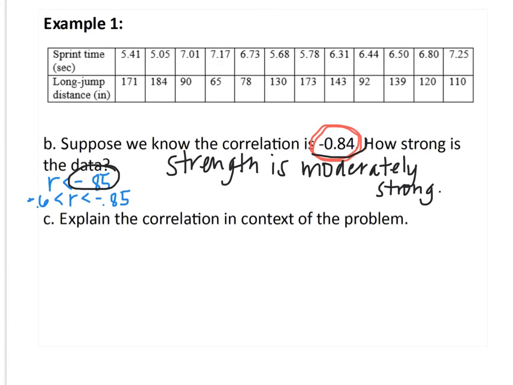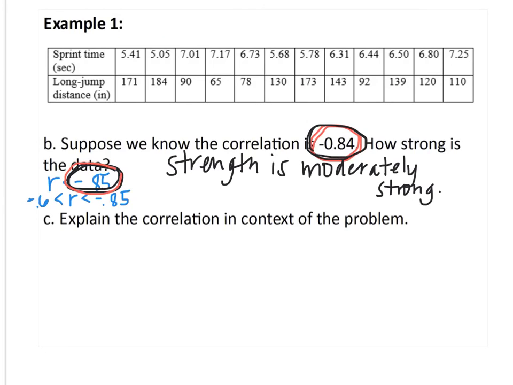Since this is saying 84%, it's moderately strong. It's really close to being quote unquote strong. So since these are just templates, we can say it's moderately strong and combine those two. Now part C is that template. So it says explain the correlation in context of the problem.